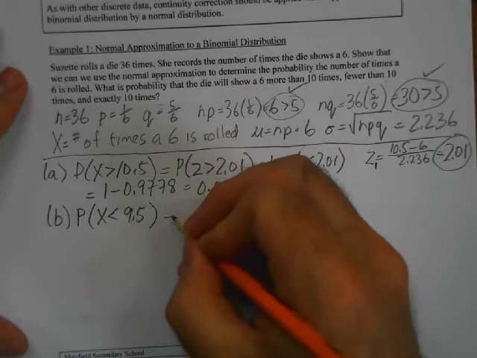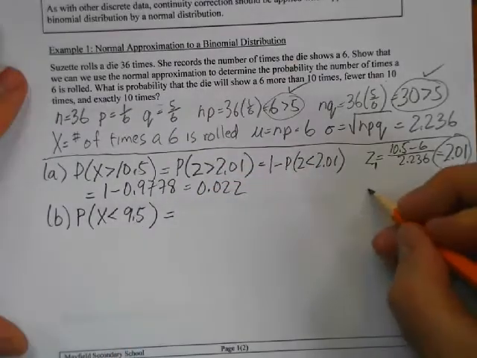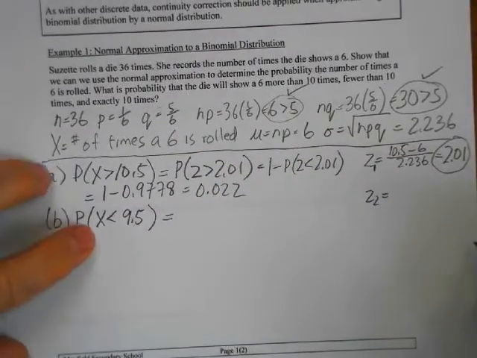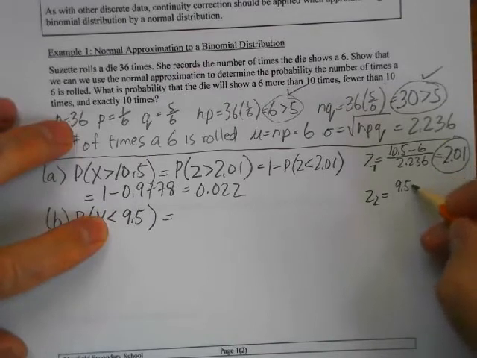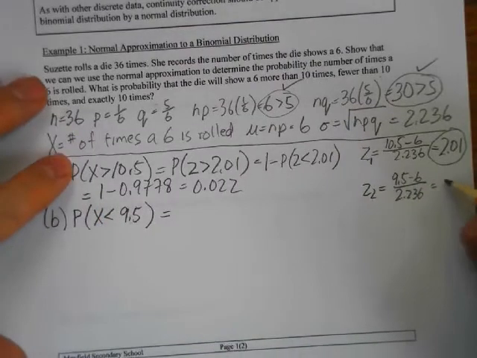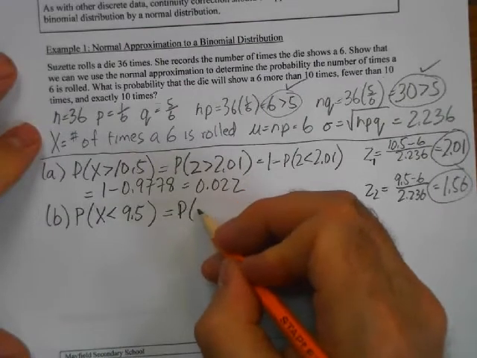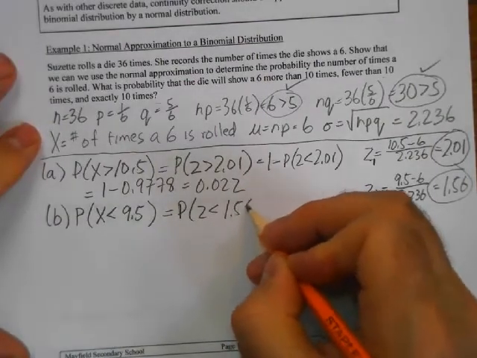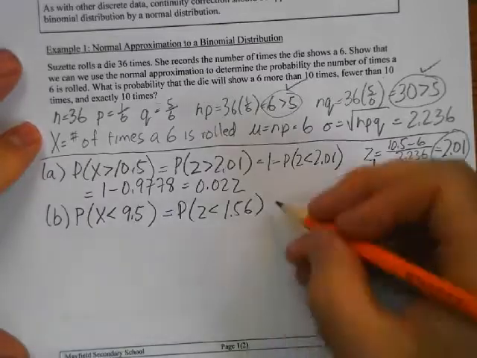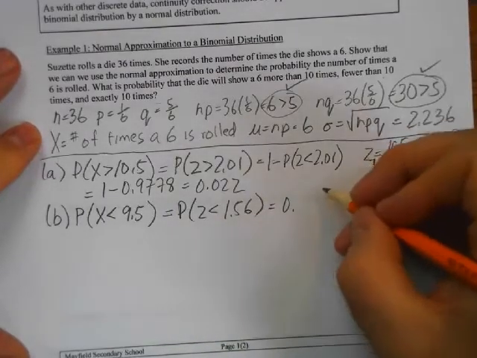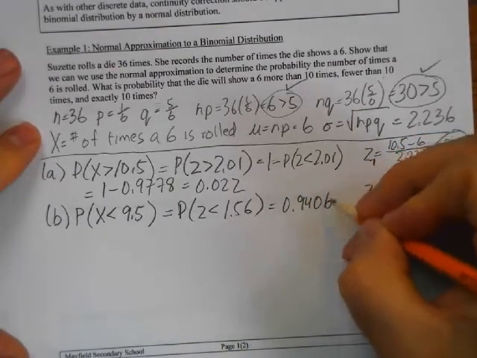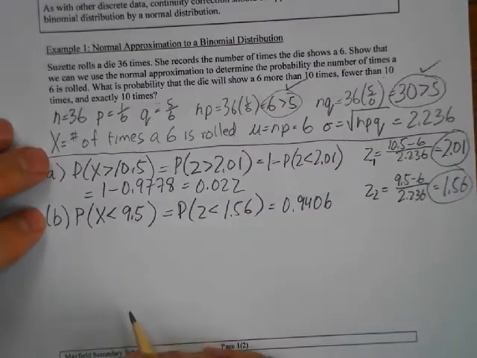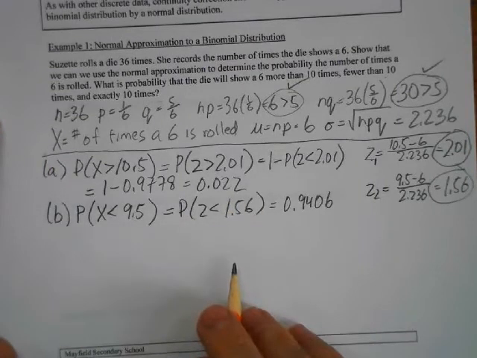Okay, this one's a little bit better. We do have to convert to a z-score. So we change 9.5 minus 6 over 2.236, and that works out to 1.56. So this is the probability that the z-score is less than 1.56, which is 0.9406. So a pretty high probability that a 6 is rolled fewer than 10 times compared to more than 10 times.